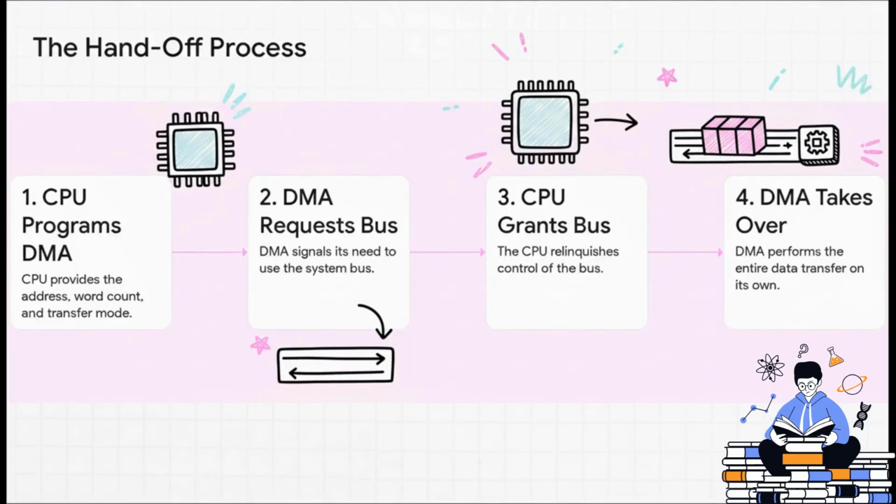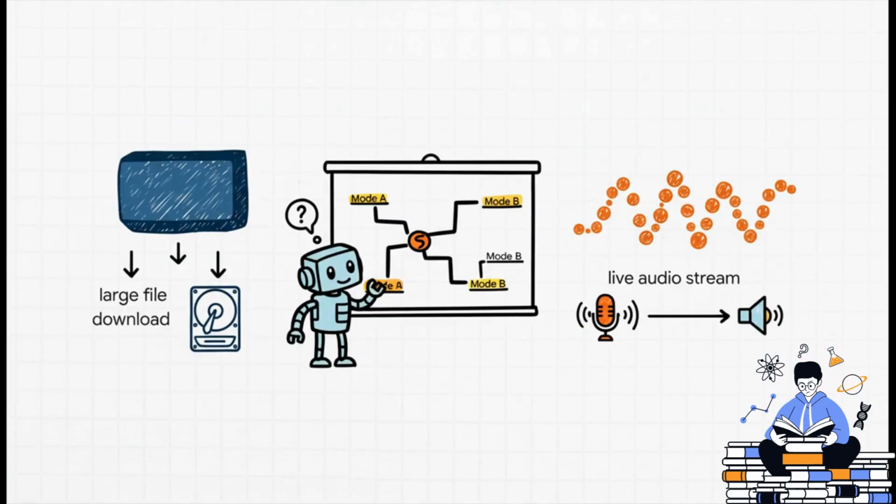And this process shows you just how clean that handoff is. The CPU quickly fills out that to-do list. Then the DMA controller basically says, okay, I got this. I just need control of the main data highway, the system bus. The CPU says, you got it, it's all yours, and goes off to do something more important. Then the DMA handles the entire transfer, all by itself, and only pings the CPU when the job is totally done.